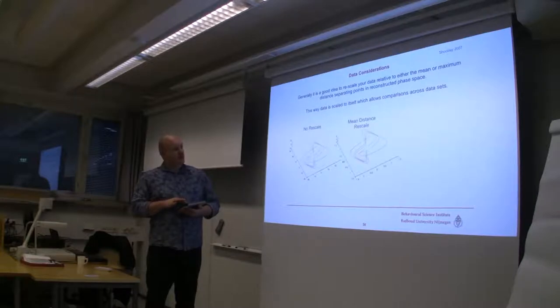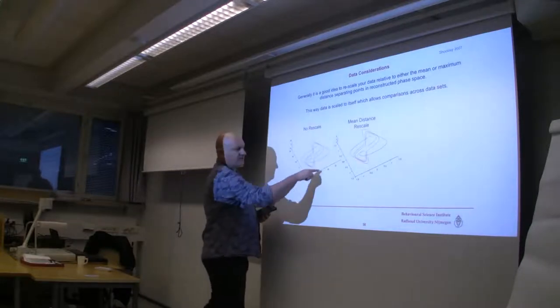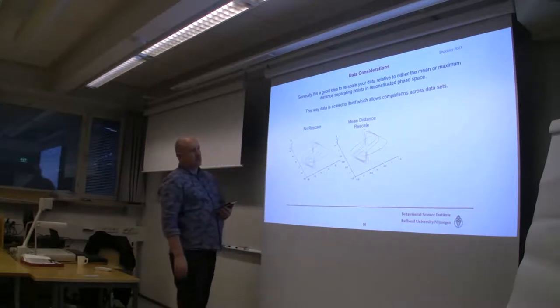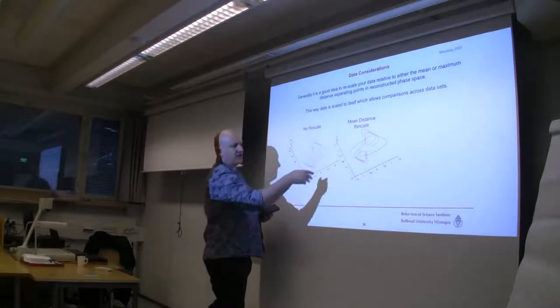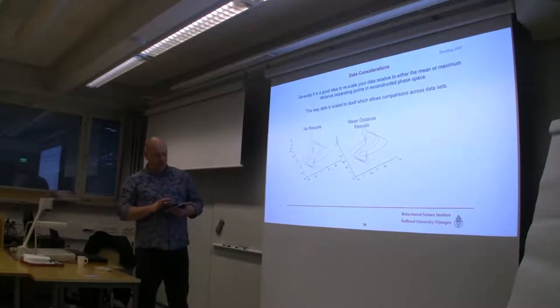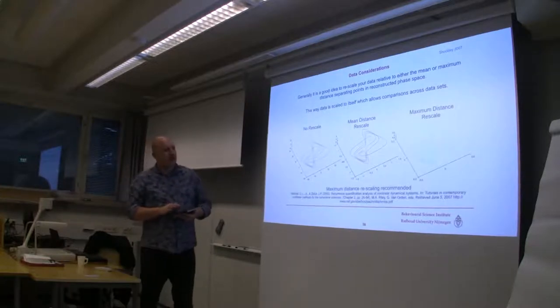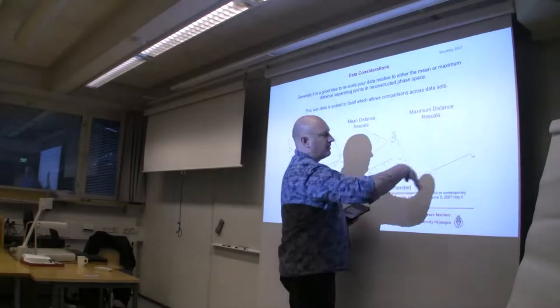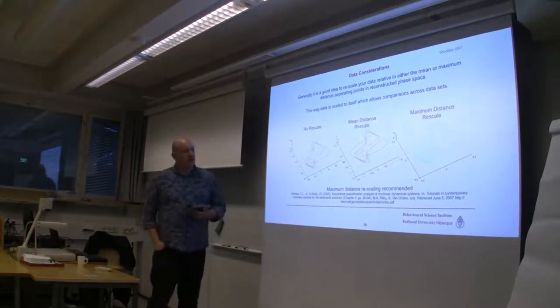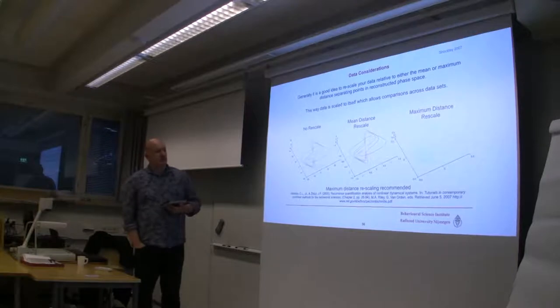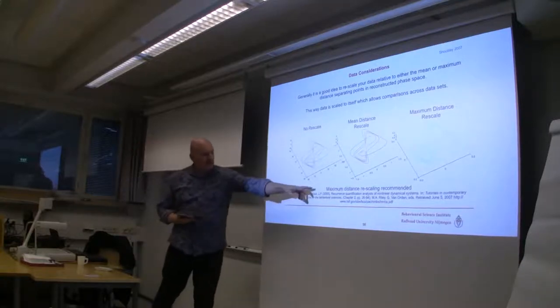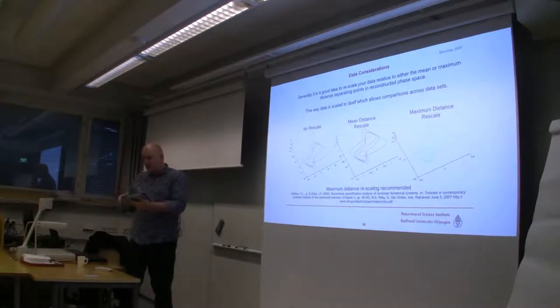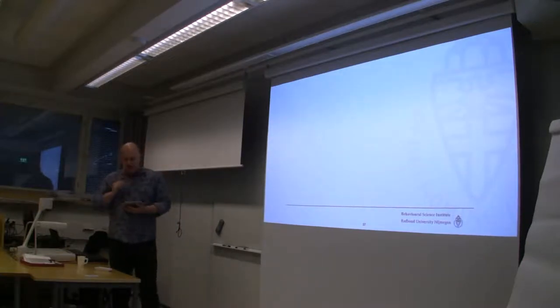So if you have no rescaling, you have to look a little bit at the axis, it would look something like this. If you have mean distance rescaling, you just take the mean of the distances that you found. And then, of course, if you have the maximum distance rescaled, you get something that is going between 0 and 1. Very often, maximum distance rescaling is the treatment used, so just create a 0 to 1 variable out of it.